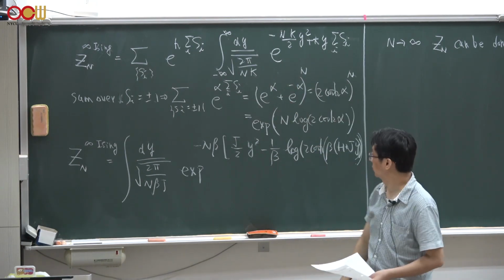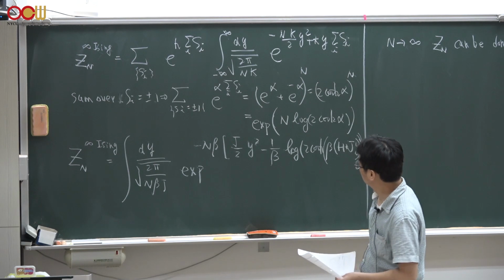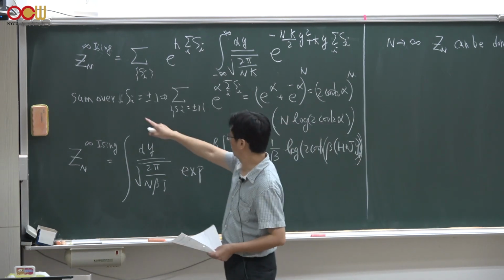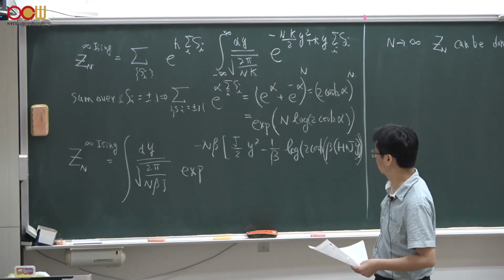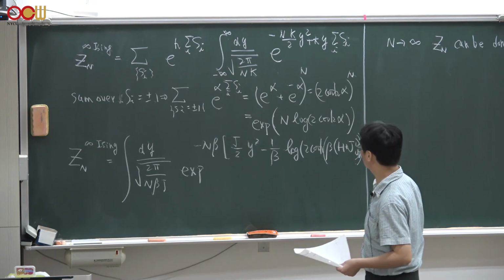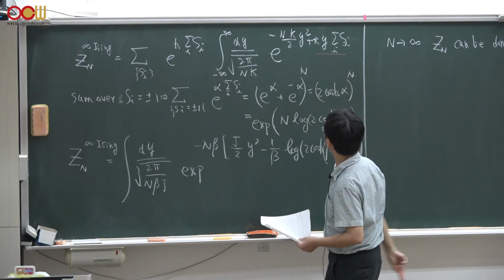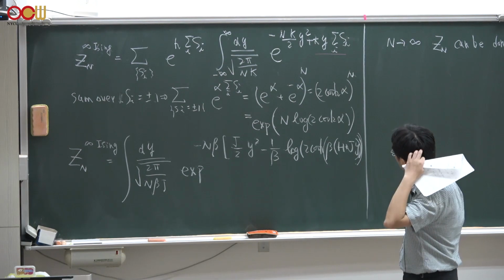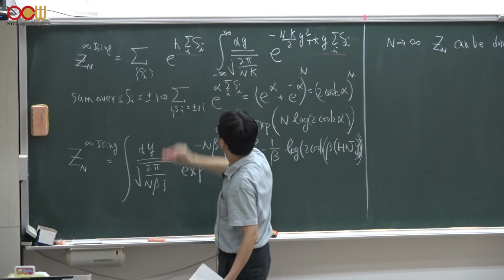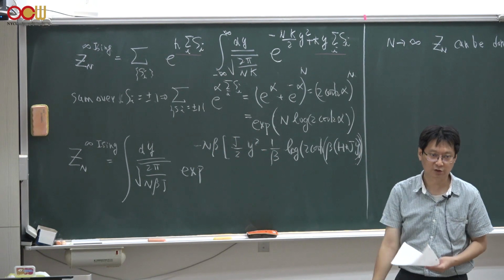Okay, so then the next step is to sum over the spins at every site i, where S_i is plus or minus 1. So you could simply combine the last term in the exponent of the exponential function of y and the first term, which we don't change.